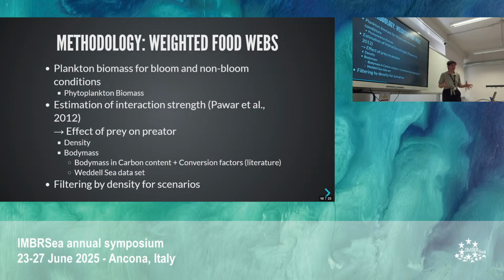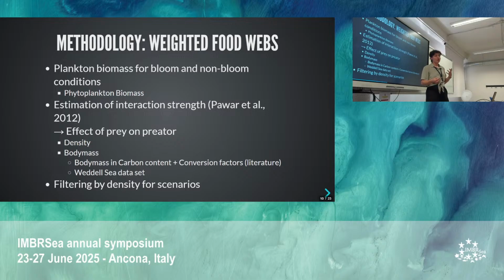Now to the second part of my analysis. We had data from bloom and non-bloom conditions, and we wanted to get the weight of the interactions, and for that we would need biomass data. We only had biomass for a few phytoplankton species, so we followed the methodology of Kara et al. for the estimation of the interaction strengths.